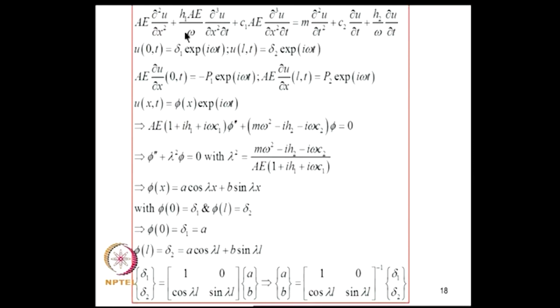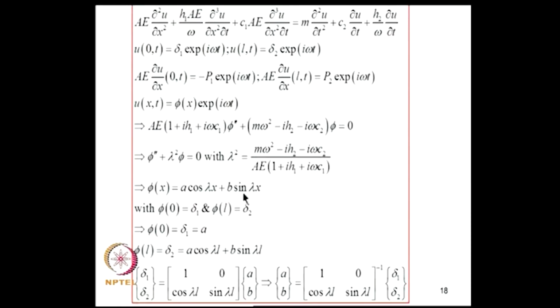Now, substitute this into the governing equation, the derivative with respect to time will be taken care of, and I am left with an ordinary differential equation in space, which is phi double prime plus lambda square phi equal to 0, where this parameter lambda square is given by this ratio, which is independent of spatial coordinate and time, but you must notice that the frequency of driving is present here. Now, this is a second order linear ordinary differential equation. So, a cos lambda x plus b sin lambda x are the solutions.